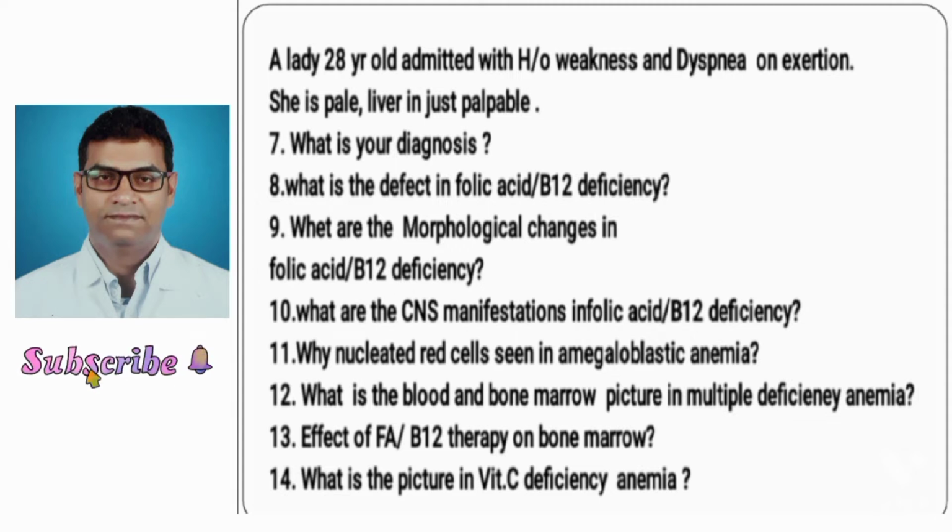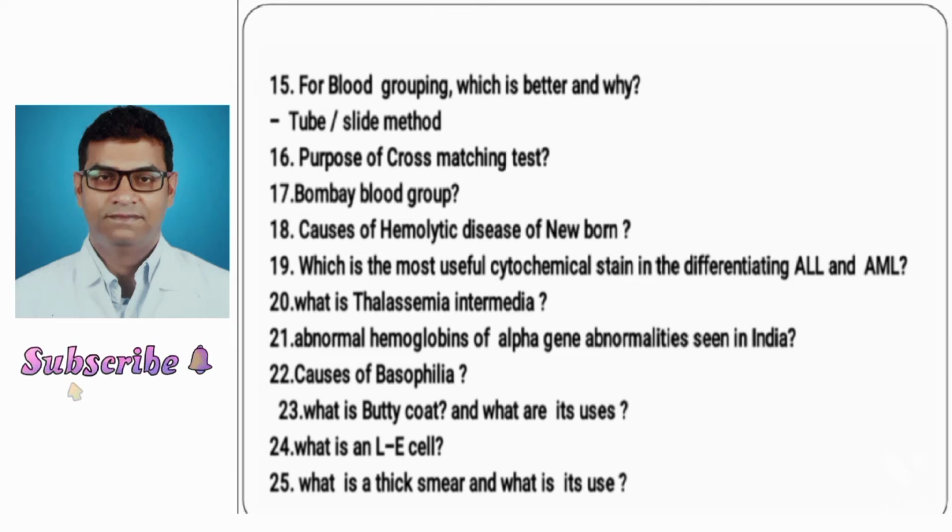Picture in vitamin C deficiency anemia. Macrocytic anemia with normoblastic erythropoiesis will be seen in vitamin C deficiency anemia. For blood grouping, which is better and why? Tube method or slide method? The tube technique is better because the reaction between the cells and the serum is enhanced because of the centrifugation, and therefore weaker antigens like A2 are also detected in the tube method.